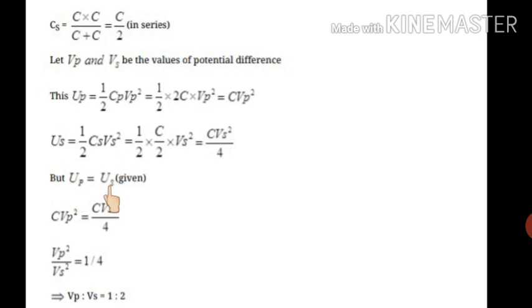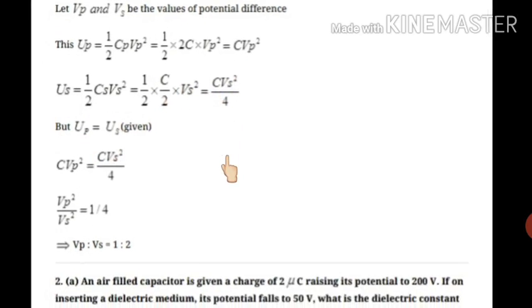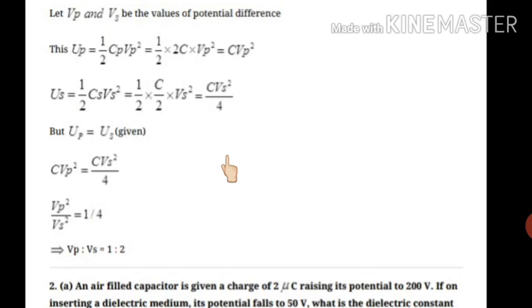Now what is the condition given? The energy should be the same in both the cases. It means UP is equal to US. So in place of UP we write C VP square, and in place of US we write C VS square upon 4. Now we need to calculate the ratio of their potential difference. It means we are supposed to calculate VP upon VS.